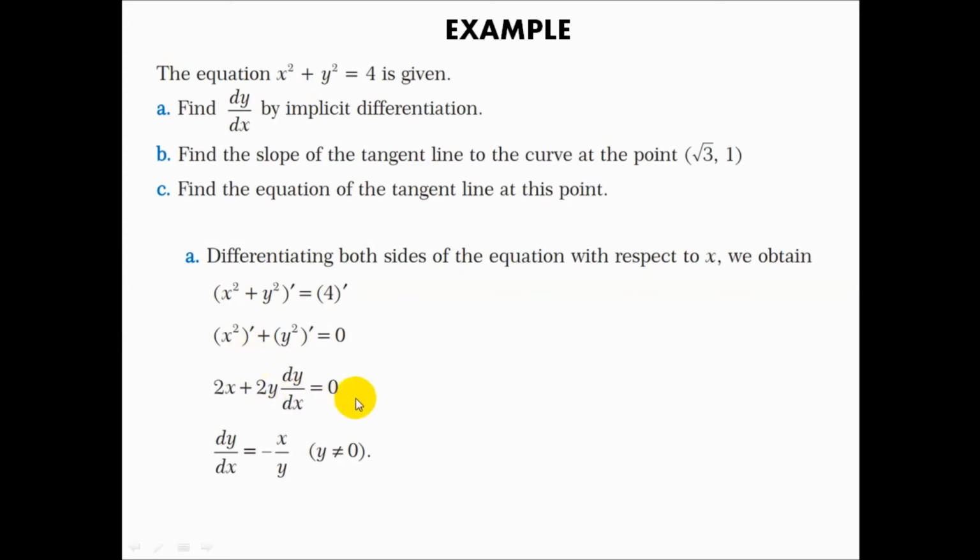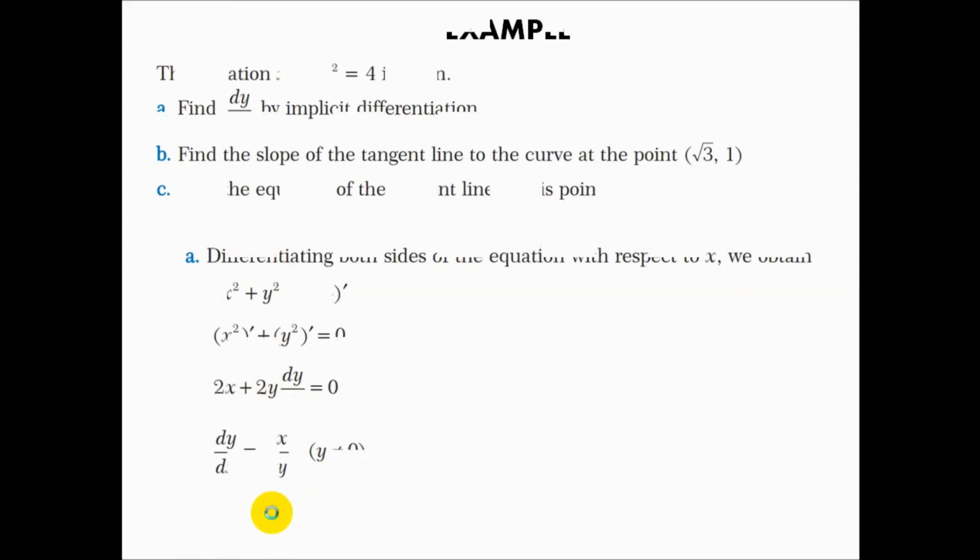It's equal to 0. Because we must know that on one side there is only dy over dx, we can take the 2x to another side and 2y to another side too. So we can get the solution is minus x over y, but we know that y cannot equal 0. So this is the dy over dx by implicit differentiation.